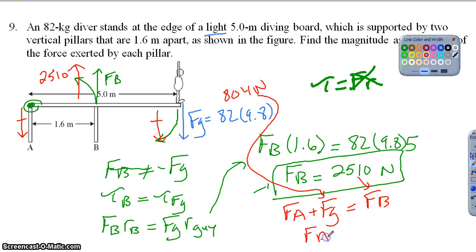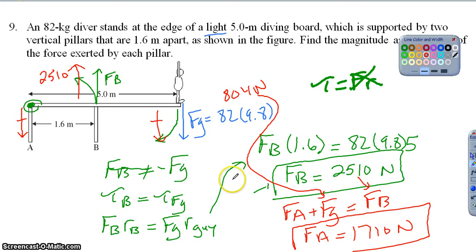Okay, so then just solving for A, depending on what your answer for pillar B was, I should get somewhere in the ballpark of 2510 minus 804, so somewhere around 1706 newtons, or if you want to go ahead and round that off, maybe about 1710 newtons if we're using 3 sig figs. So finding each of these, hopefully once you get that first one, the second one's not too bad.